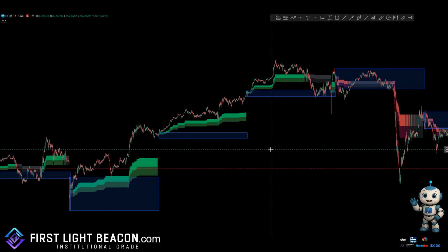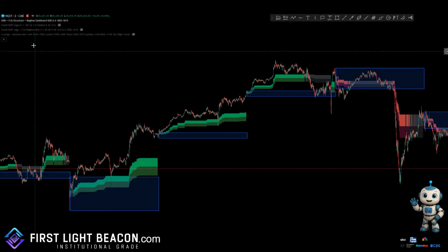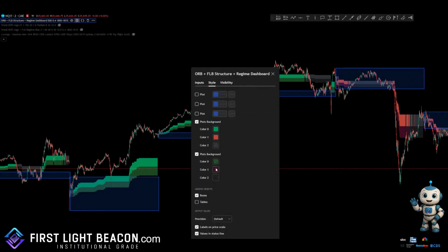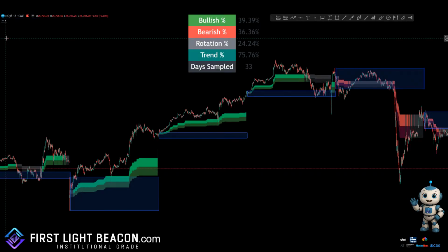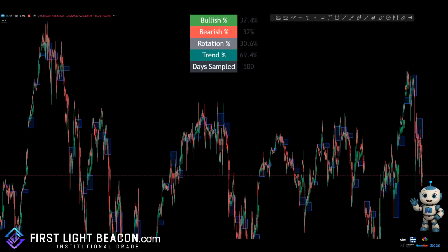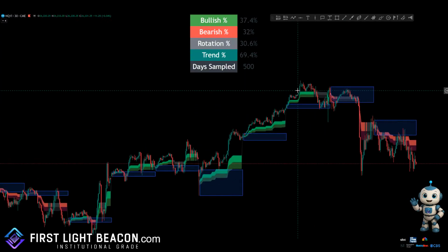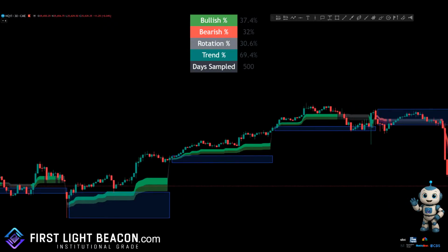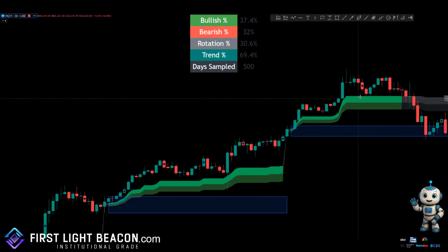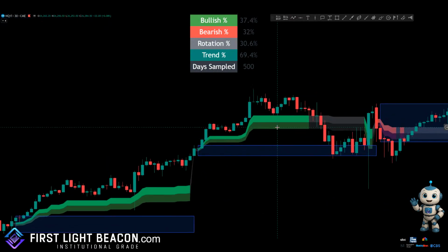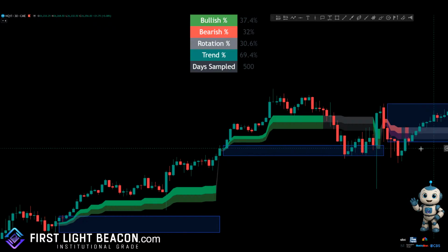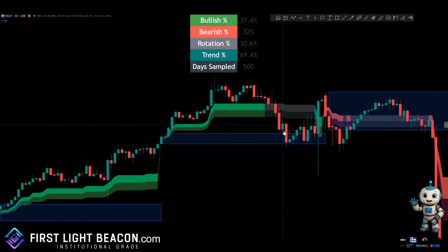Well, it's not the candles, it's the zone. So I'll show you right here. So here's the setting, or let me go to 30 minutes. So here's the sample for 500 days right here. And what this is sampling is when this daily candle zone breaks out of the first 15 minutes of the open, 69.4% of the time, the zone stays out of it, right? Regardless of what candles do.